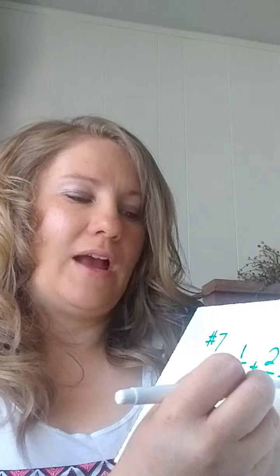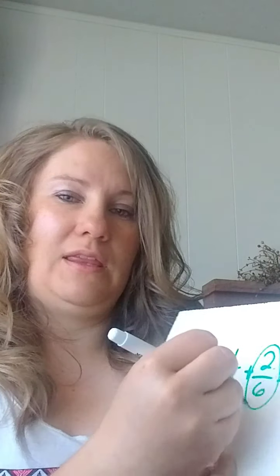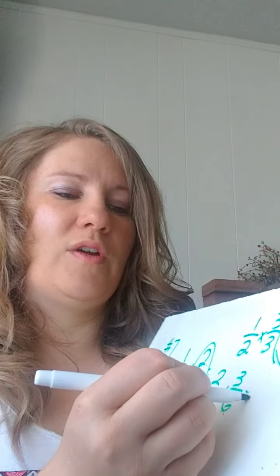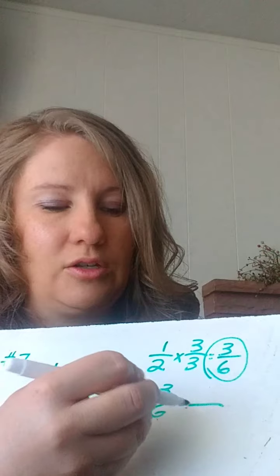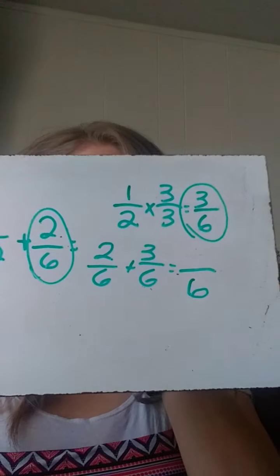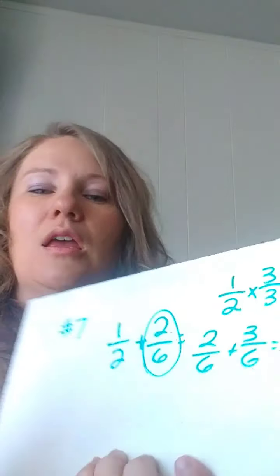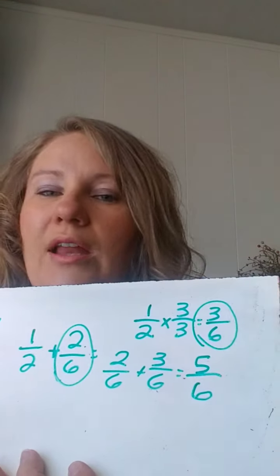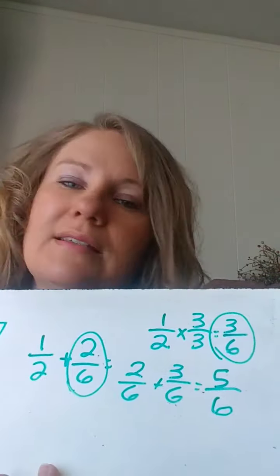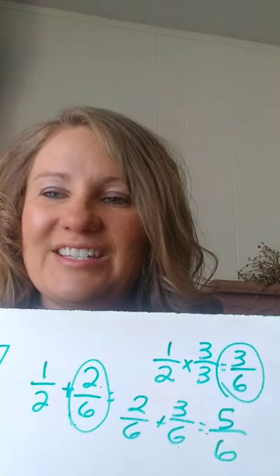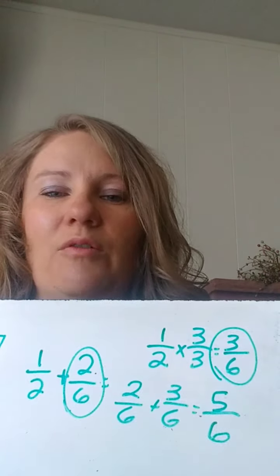So now we can take that and add it with this. So let's go 2/6 plus 3/6, and we'll just bring our denominator right over, so we can just bring 6 over. Now what is 2 plus 3? 5/6. Can we reduce that? Is there anything that goes into both 5 and 6? There is not. So this is as small as it will go. Okay, we'll do the same thing on number 8 and number 9.